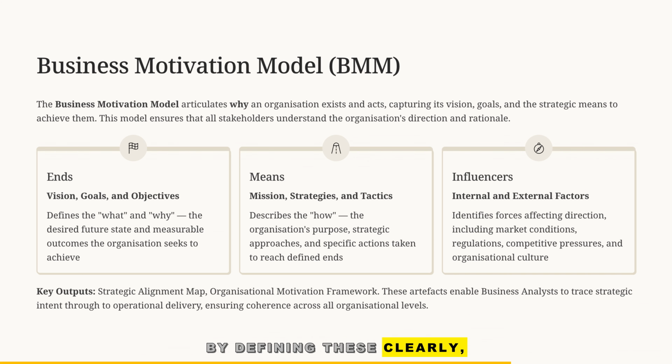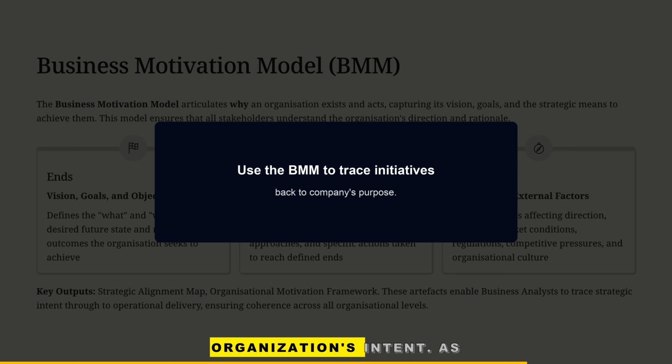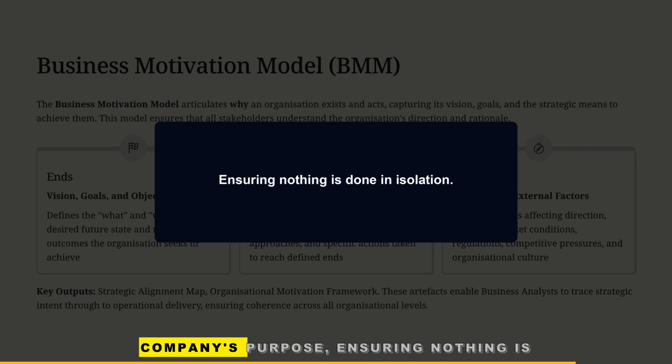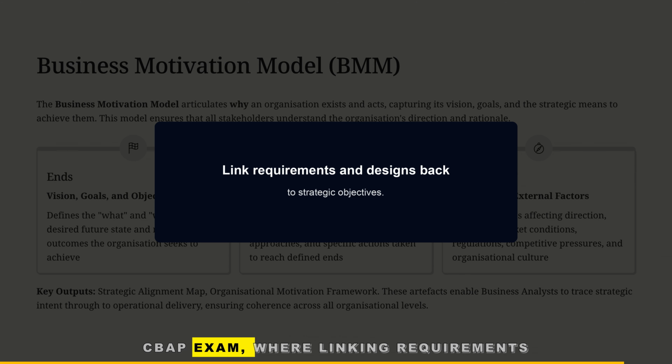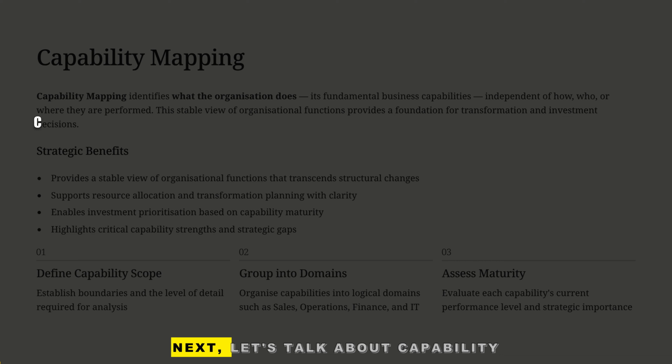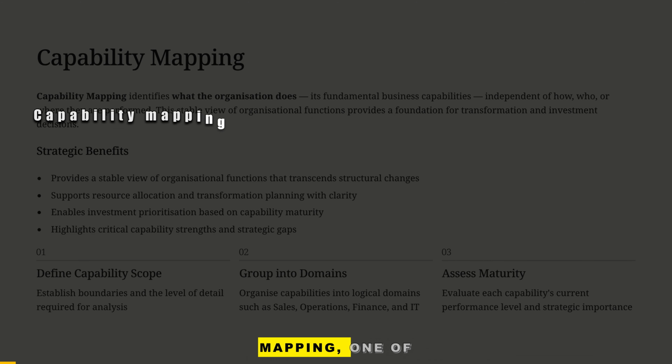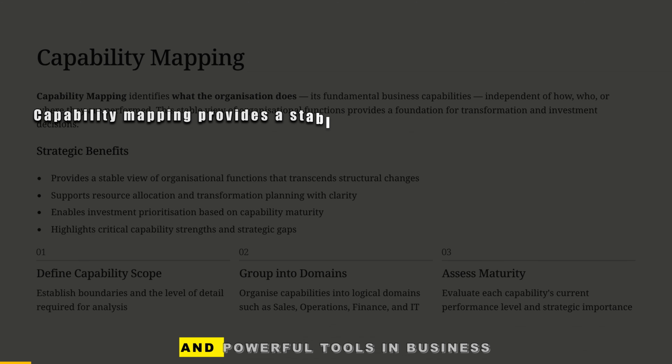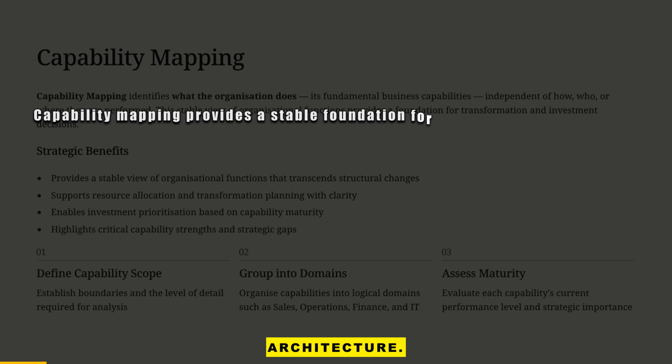By defining these clearly, you give structure to the organization's intent. As a BA, you can use the BMM to trace every initiative back to the company's purpose, ensuring nothing is done in isolation. This is critical for your CBAP exam, where linking requirements and designs back to strategic objectives is a recurring theme. Next, let's talk about capability mapping, one of the most practical and powerful tools in business architecture.